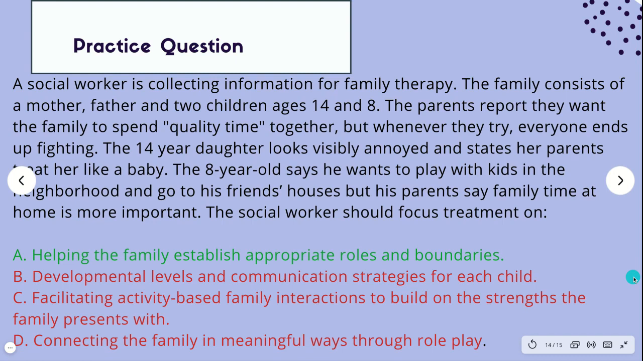Helping the family establish appropriate roles and boundaries. Ask yourself, does that make sense? Well, yes, it does make sense because children want something different than parents, and we need to think of the ages of the kids. What's appropriate at 14 and 8? They want to be with their friends, right? So what would be the focus of treatment is helping the family establish these boundaries, establish these roles, and that will help them with the communication.